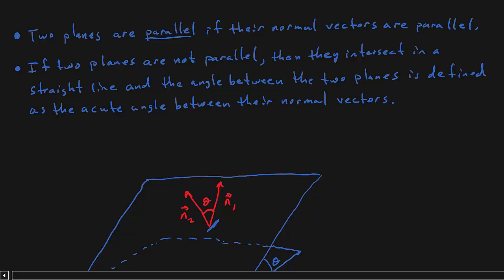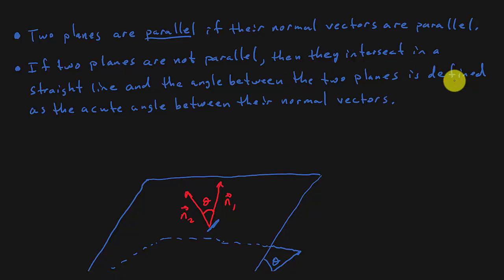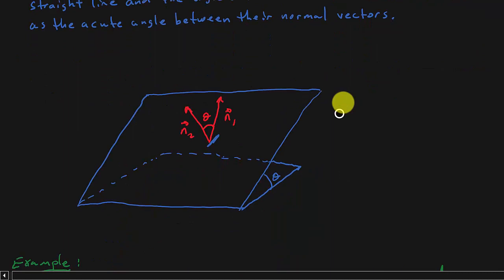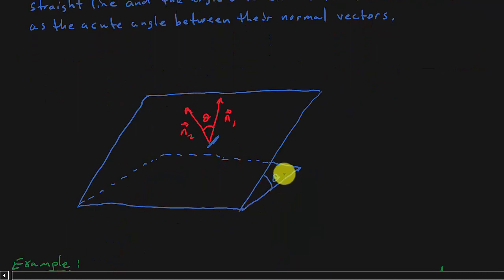And then we have, if two planes are not parallel, then they intersect in a straight line. And the angle between the two planes is defined as the acute angle between their normal vectors. Okay, so obviously if the planes aren't parallel, they're going to intersect. And you can see where this plane and this plane intersect, see this line here? And then here's the angle between them. But look at this. This angle is the same as the angle between their normal vectors.